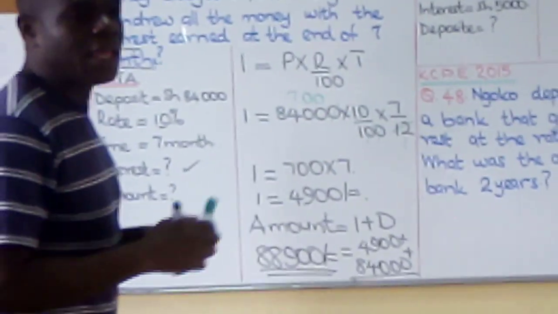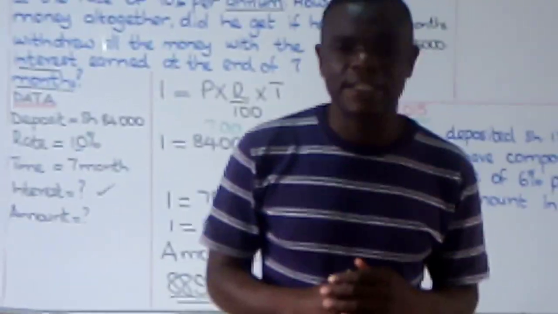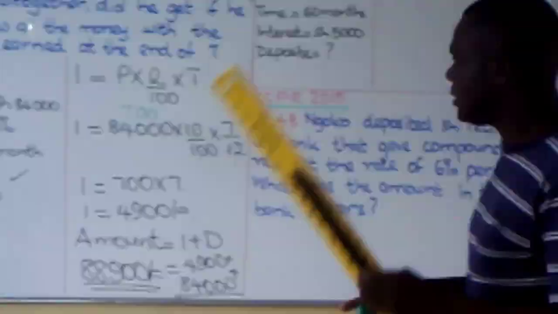88,900 shillings. Thank you. Clap for Omari. Omari, you are so bright. Yes? Now let's look at what we did.